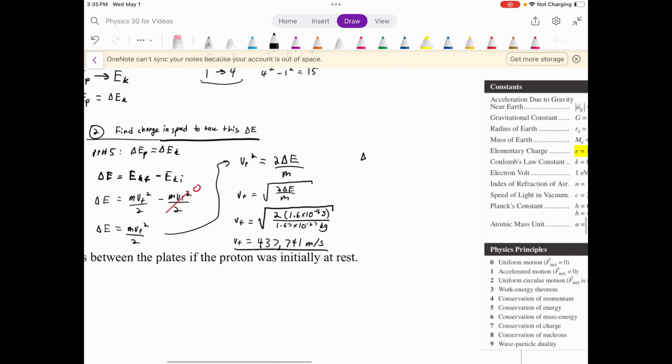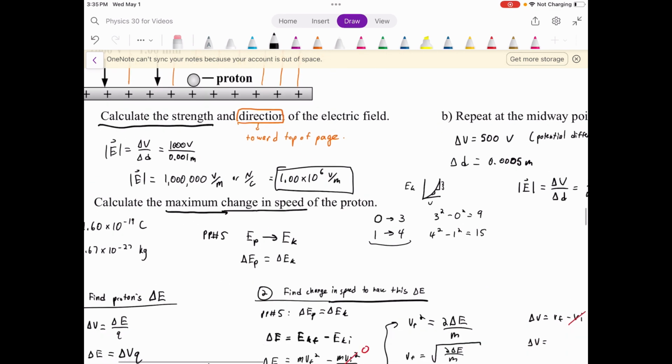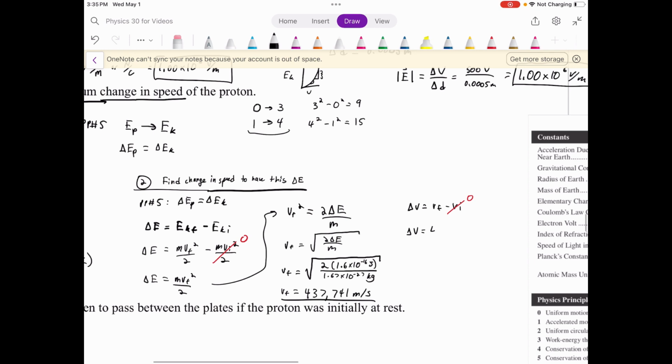So our change in speed is V final minus V initial, but again, since we're looking for the maximum possible change in speed, that means we must be starting from an initial speed of 0. And therefore our change in speed, to how many sig digs here again? 3 significant digits would be 4.38, right? Round that 7 up because it's followed by a 7. 4.38 times 10 to the power of 5 meters per second. And there we go. That's the maximum change in speed that could occur for this proton.